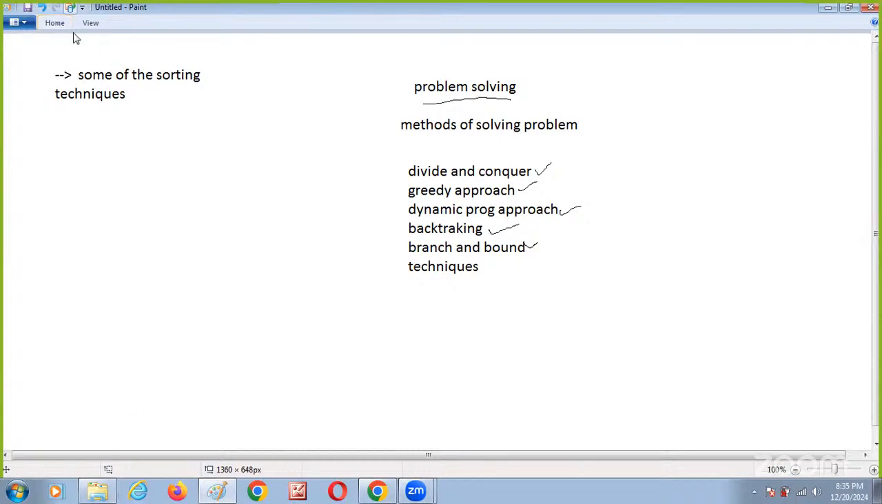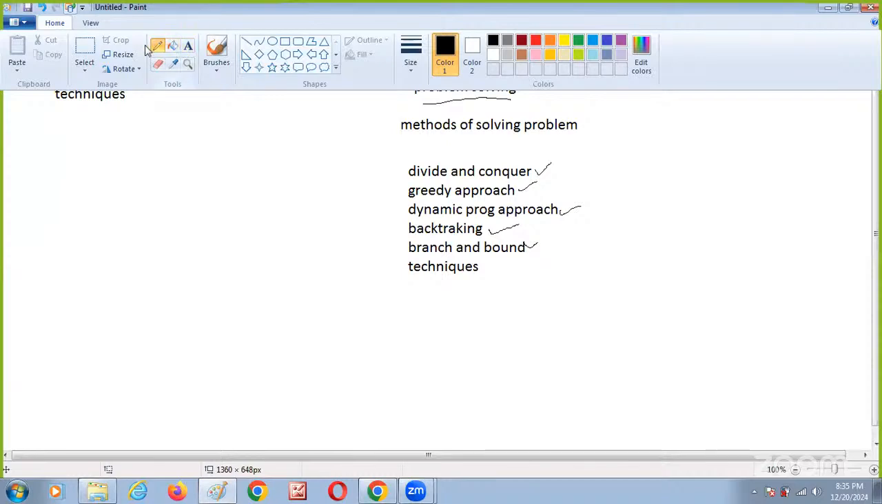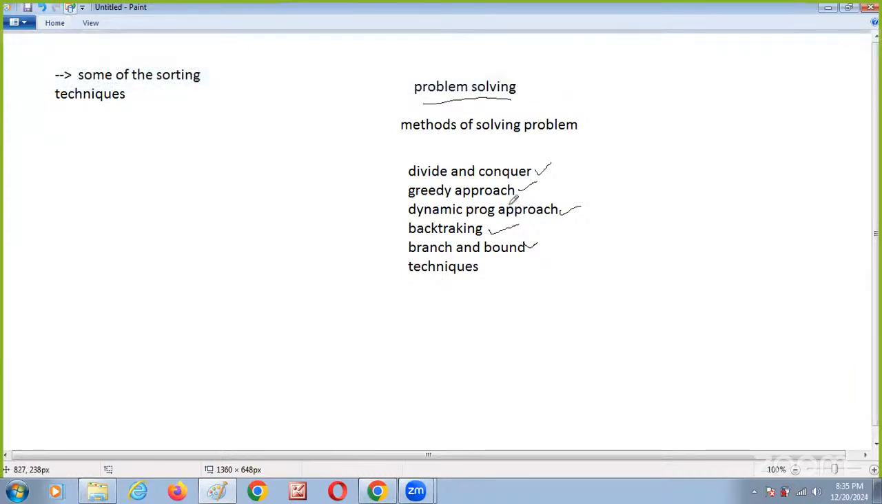So yesterday, we have already seen Prim's algorithm and Kruskal's algorithm. Prim's and Kruskal's algorithms are categorized under the greedy approach. This is what the greedy approach is. Now, I will explain it by taking problems, because that makes it very easy.